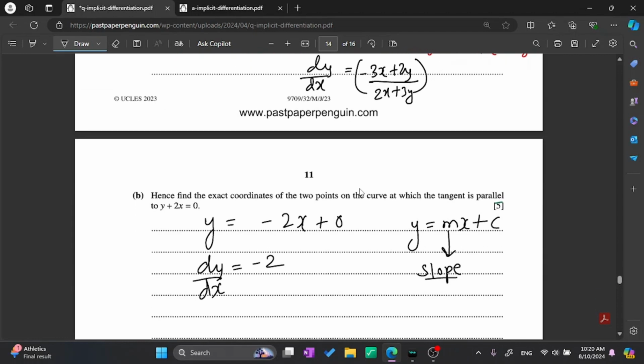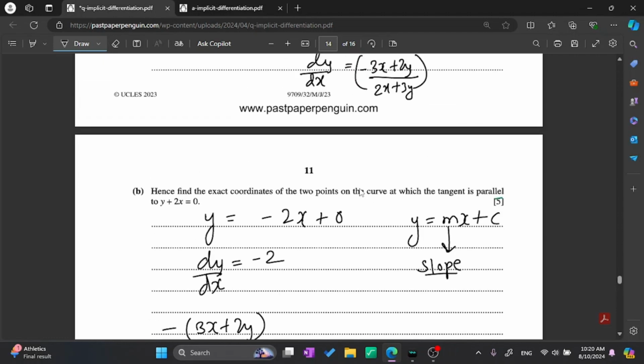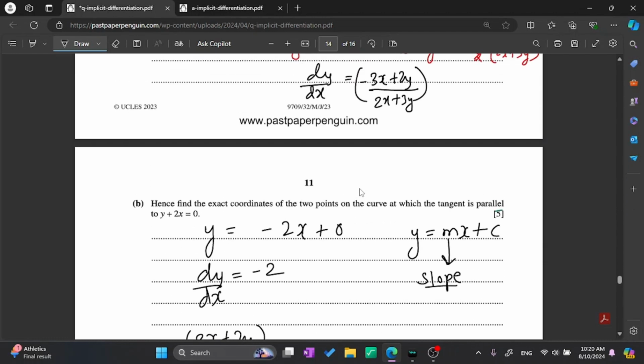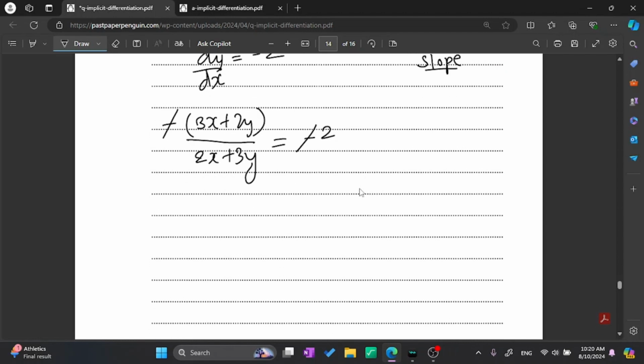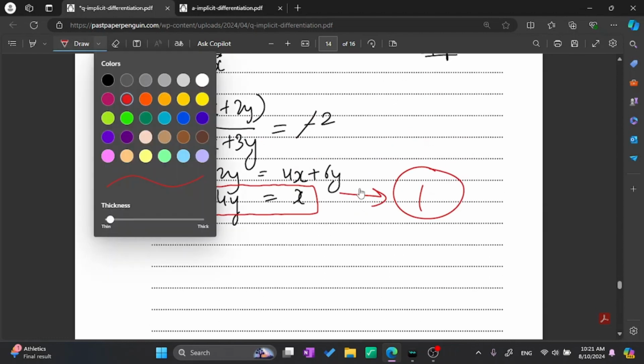We know that dy by dx is 3x plus 2y divided by 2x plus 3y. This equals negative 2. We got this negative sign. We have 3x plus 2y equals 4x plus 6y. Now we have x equals minus 4y. We got a very important clue, which is we found a new equation. So let's say this is 1. Now our job is almost done.